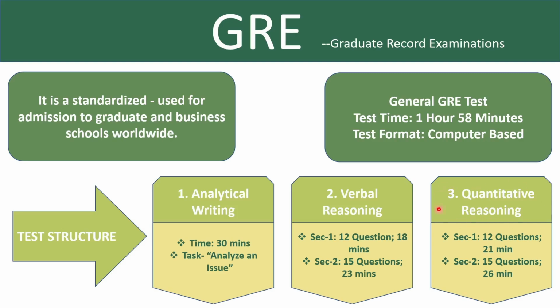In the Quantitative Reasoning section, there are total 27 isolated math problems, and some of them are with mathematical visuals like graphs, diagrams, etc. Total time allocated is 47 minutes in this section. So this total GRE exam is conducted on 340 marks, and this analytical writing section is on 6 points.